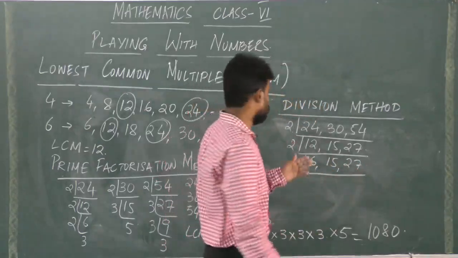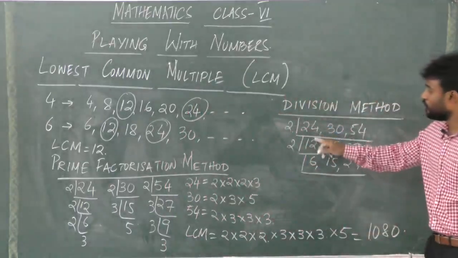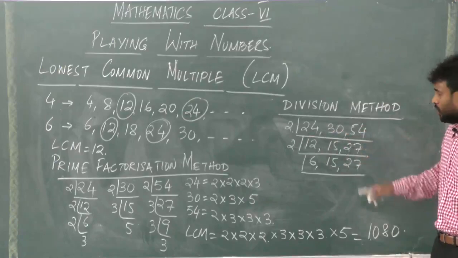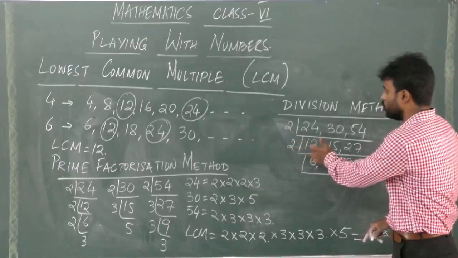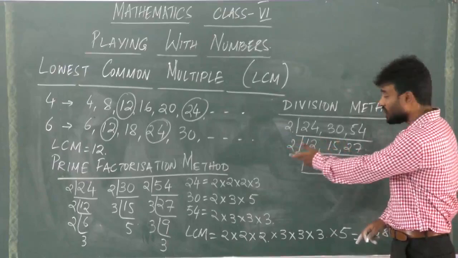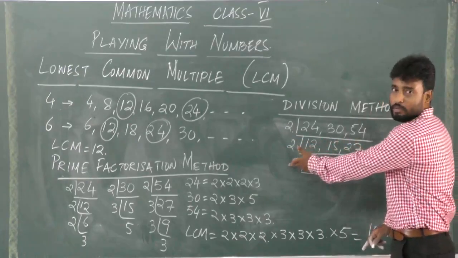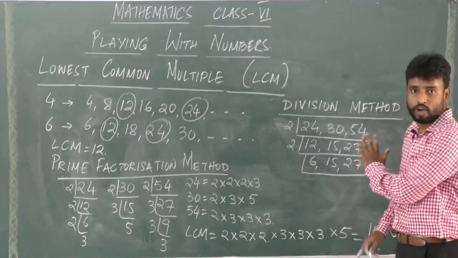What we are doing is, we have first divided with 2. 2 will go 12 times. 2 will go 15 times, 2 will go 27 times. Next, again we take 2, 2 will go 6 times. 15 is not divisible by 2, so we have written 15 simply. 27 is not divisible by 2, we have written 27 here, we have not divided.